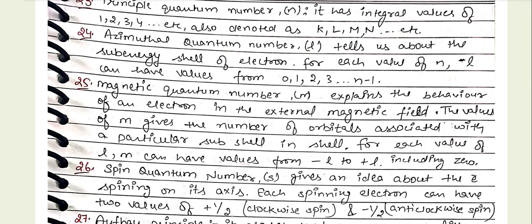Magnetic quantum number m explains the behavior of an electron in an external magnetic field. The value of m gives the number of orbitals associated with the particular subshell in a shell. For each value of l, m can have values from minus l to plus l, including 0.